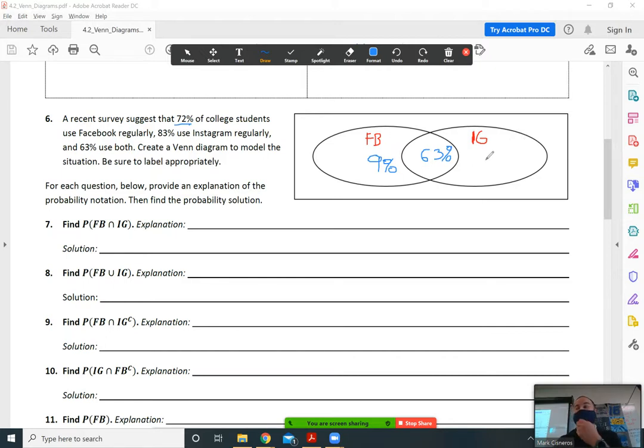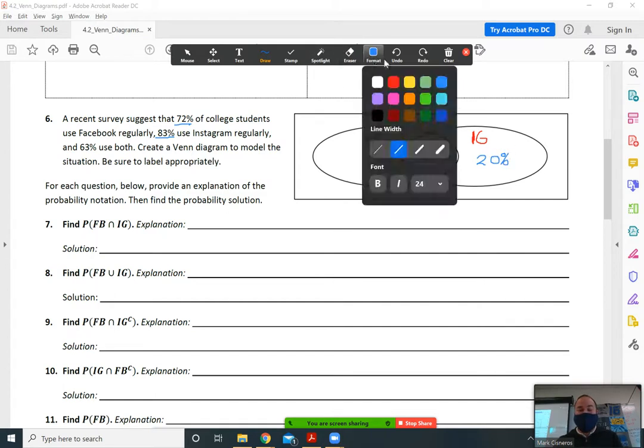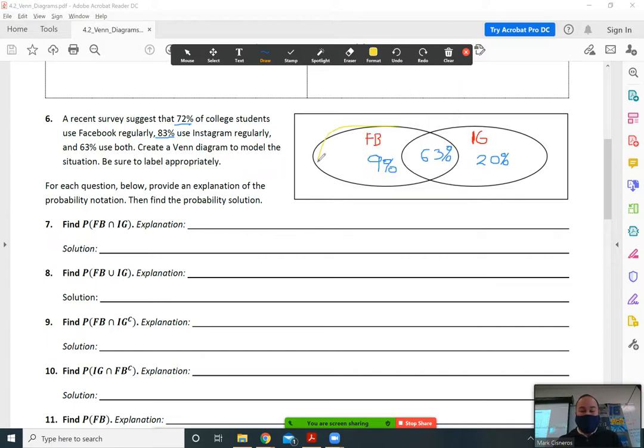Do the same thing on the other side. This whole Instagram bubble has to be 83%, but 63 is already in the middle. So what does this leave over out here? 20%. Is Jill the only one getting this? Again, I just want to reiterate, this all together has to be 72. 63 plus 9 is 72. This all together has to be 83. 63 plus 20 is 83. Don't forget to do the one on the outside. Add all this up and figure out what's left over.